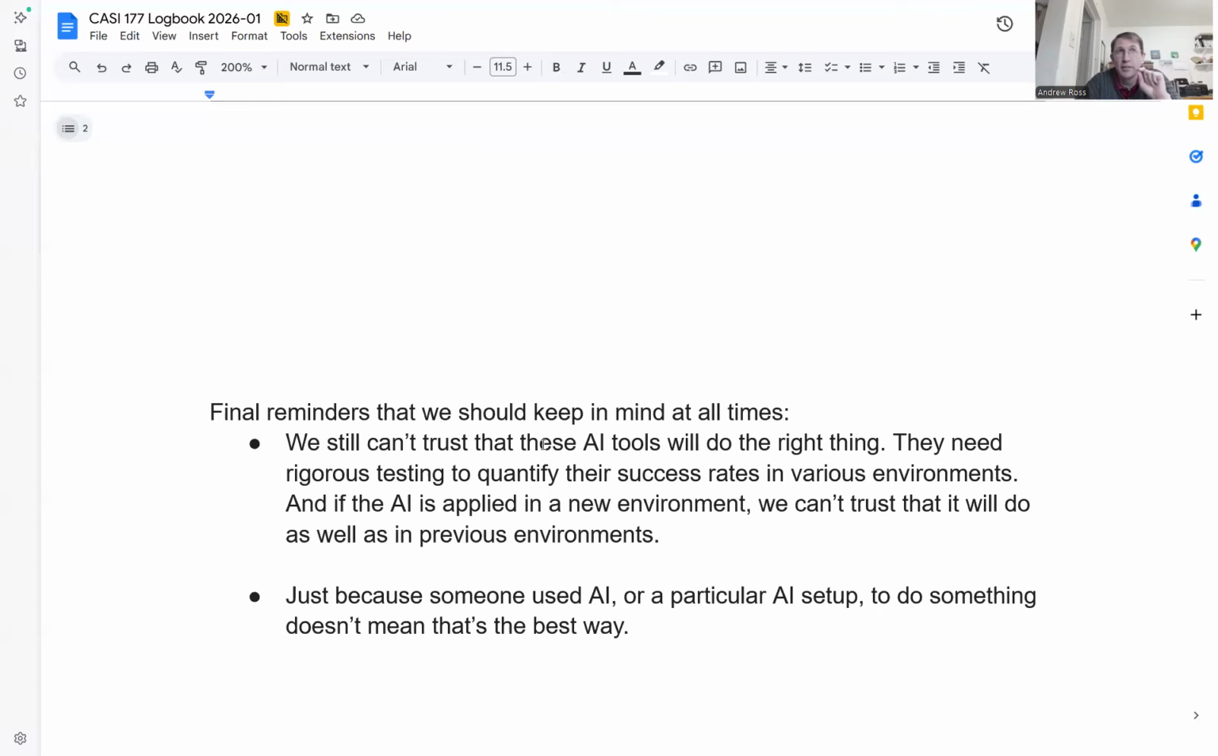Also, just because a particular AI study used AI or a particular AI setup doesn't mean that's the best way to do it. Maybe there was a simpler way. Maybe there was a way that would have been more accurate. So we have to keep that in mind pretty much all the time when we're doing this stuff.